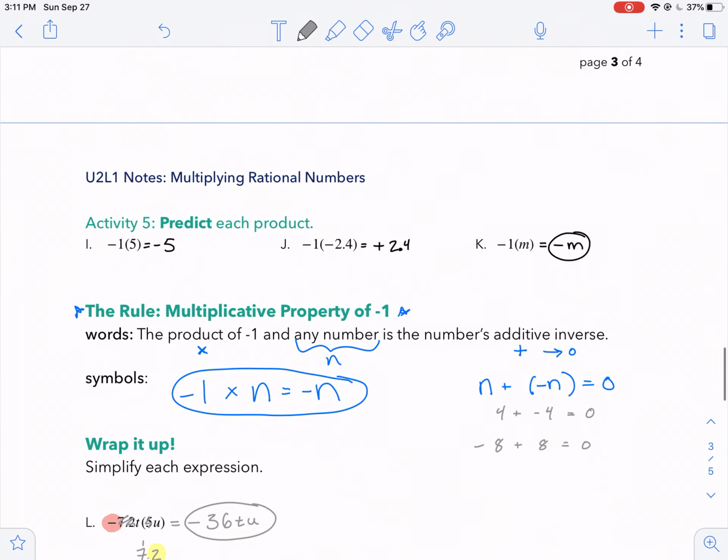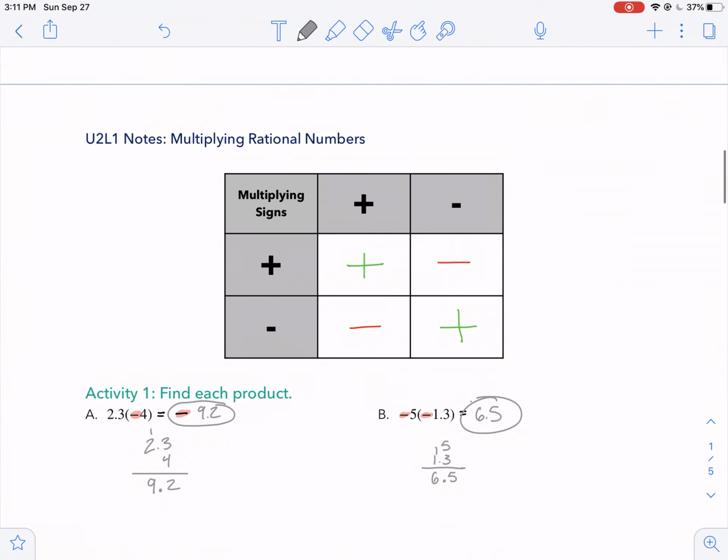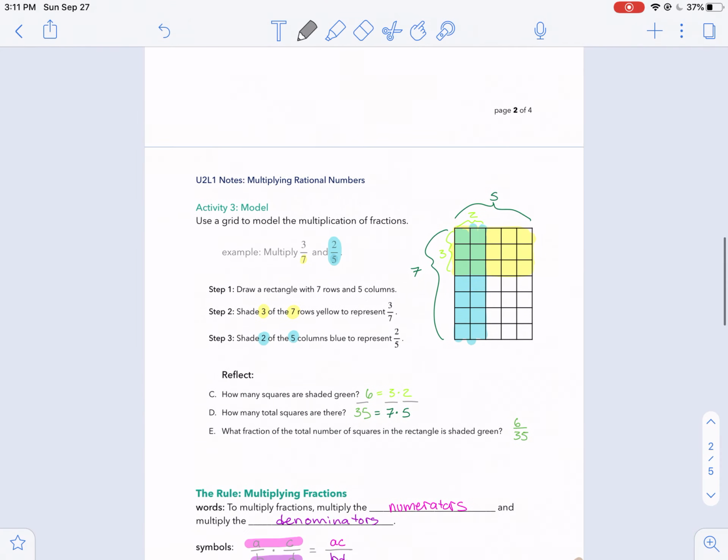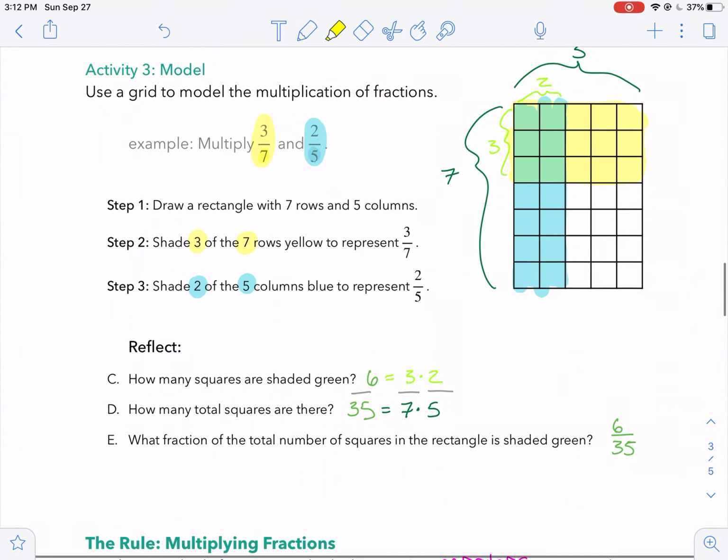Okay. So remember, when you multiply, to keep your signs in mind. To multiply fractions, top and bottom. Oh, we need to make this whole thing yellow. Multiply fractions across, top and bottom.